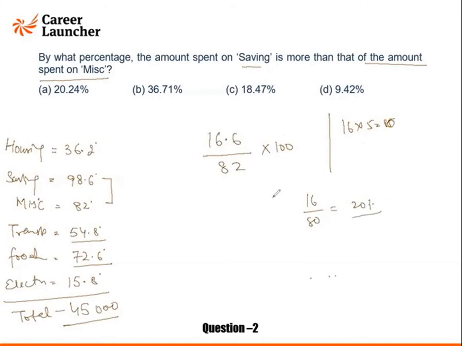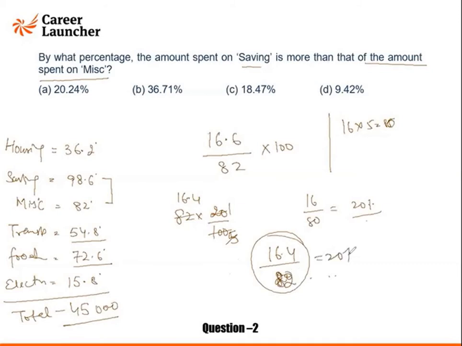So what should I do? I decided to calculate 20% because it's somewhere around 20%. So I decided to calculate 20% of this value. This turns out to be 1 by 5, simplified to 16.4. So that means if my number is 16.4 by 82, my answer would have been 20%. But sorry, this is not 16.4. This is actually 16.6. So my answer would be slightly more than this. So which option should I mark? The A option that I will mark.